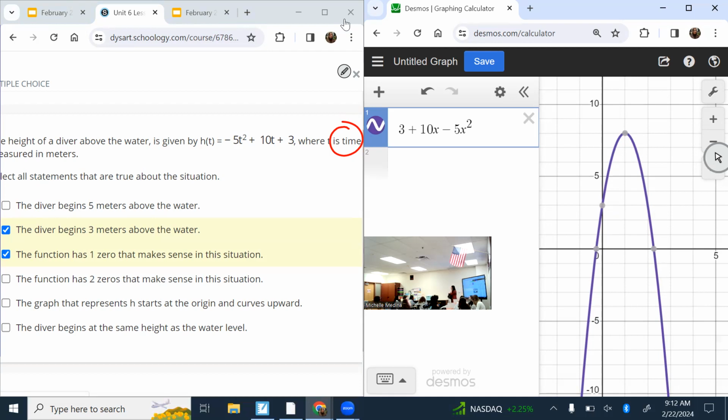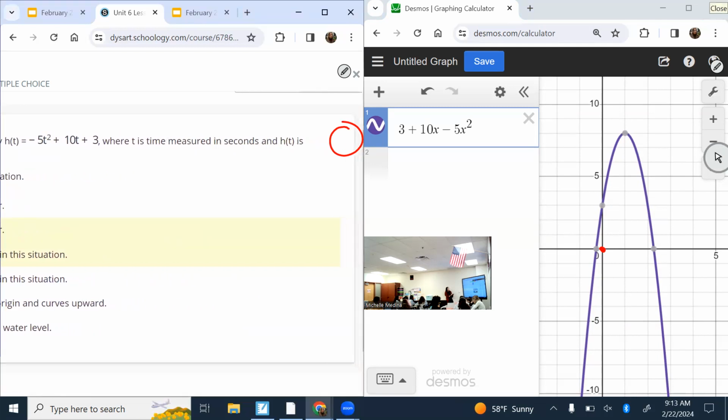Would you say that this graph starts at the origin? What is the origin? So that 0, 0 is the origin on any graph. This one doesn't even touch it, let alone start at it. So you would not pick the one that says it starts at the origin. It starts at this y-intercept of 3. Don't pick that one.